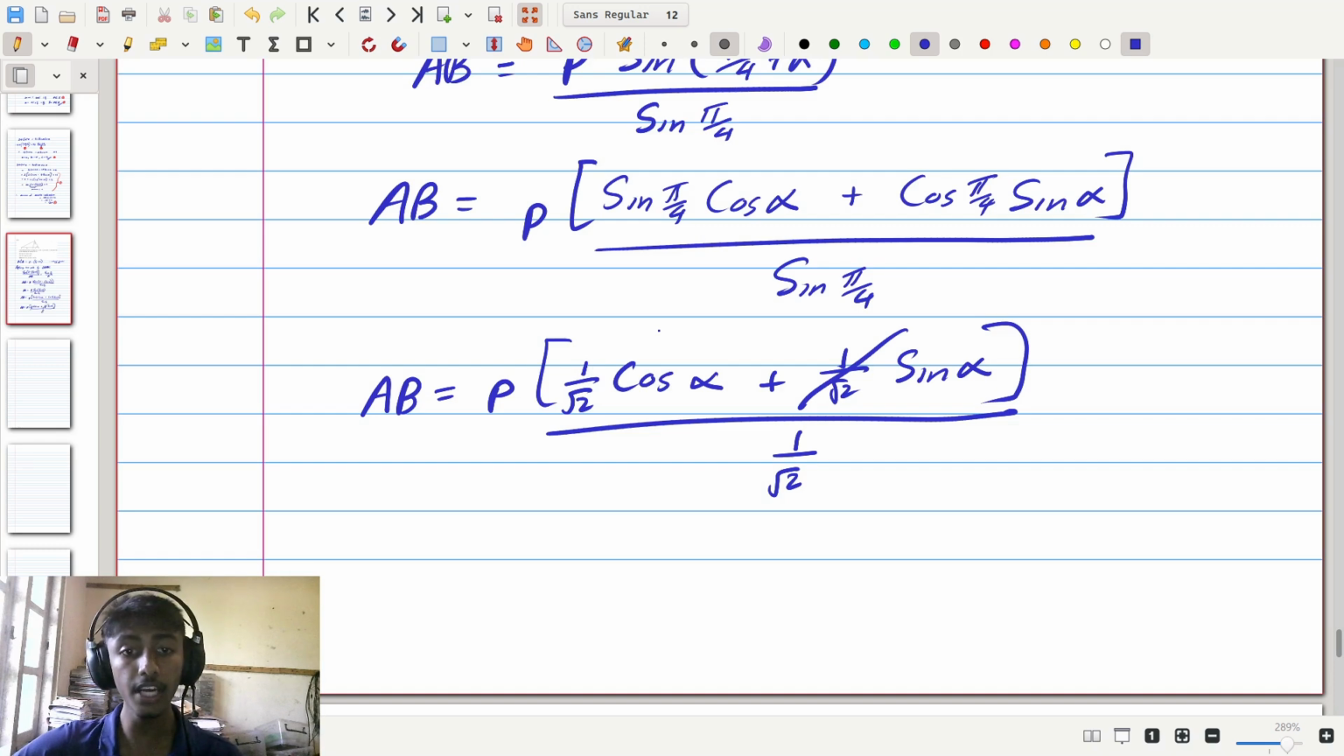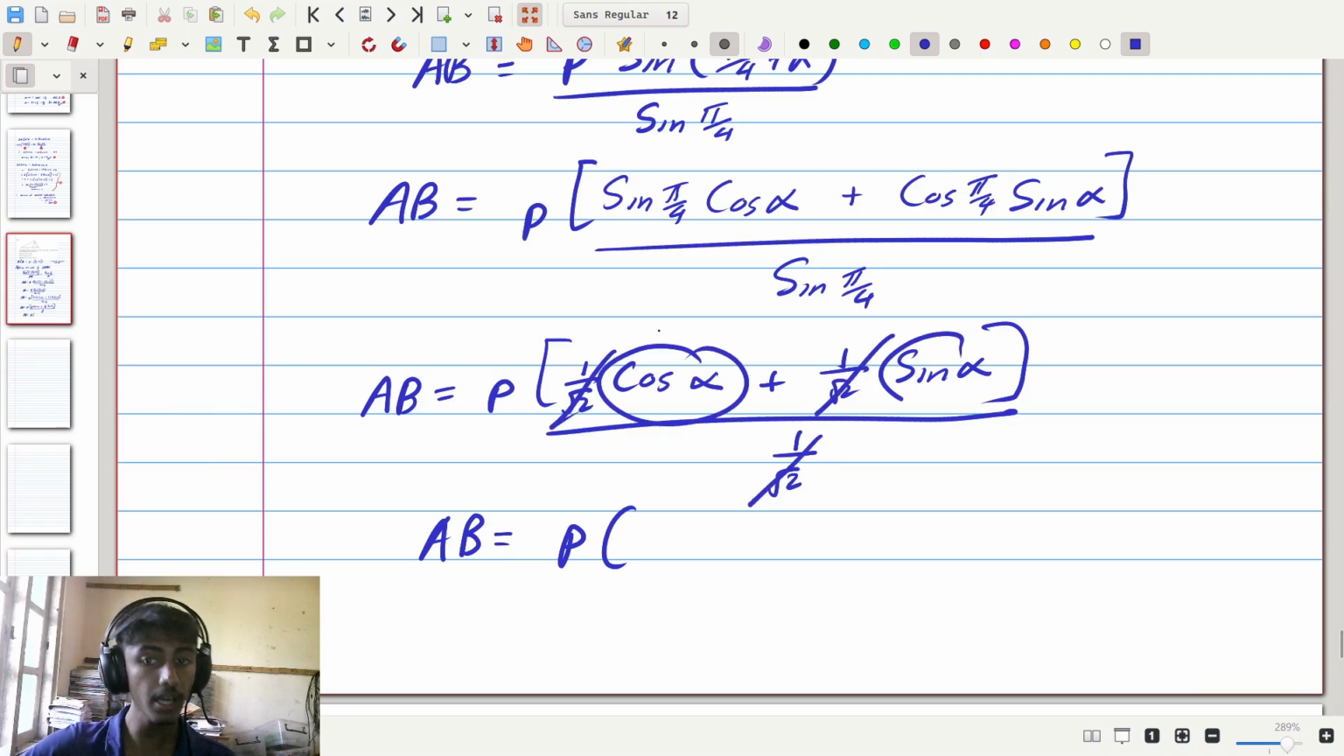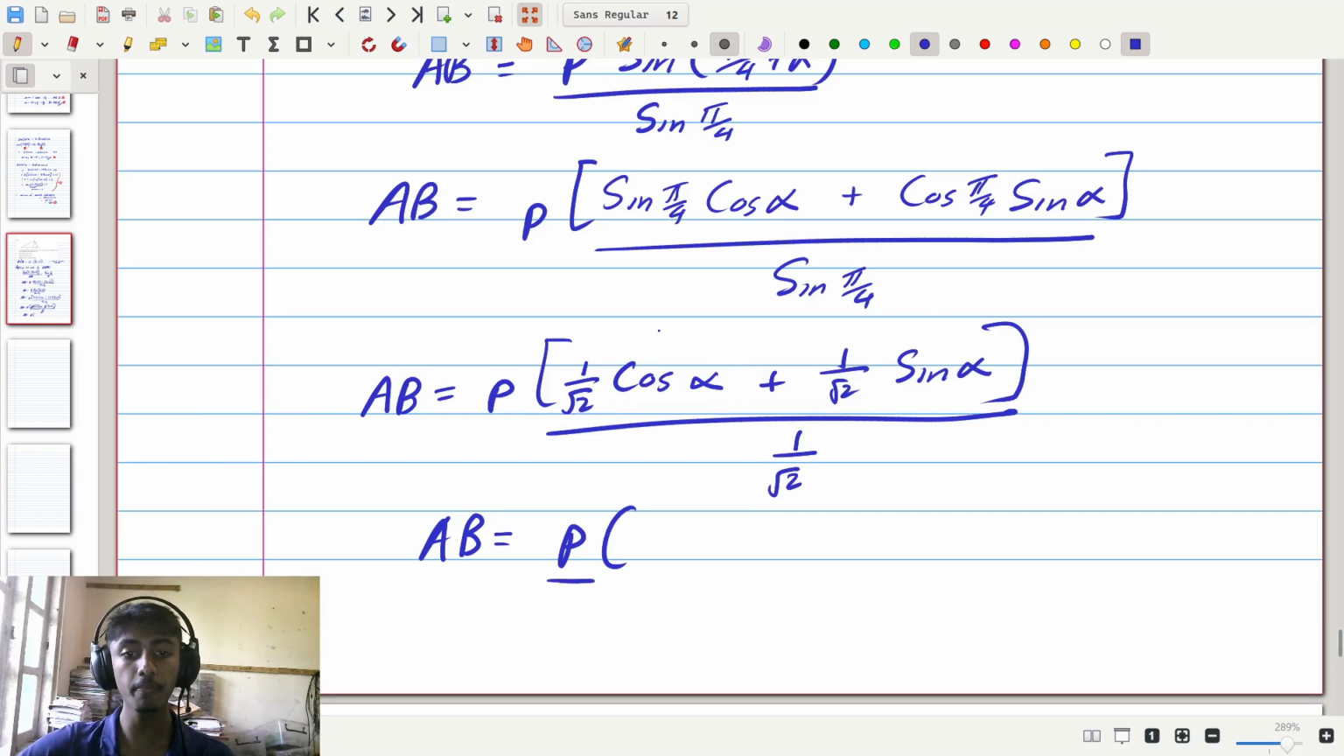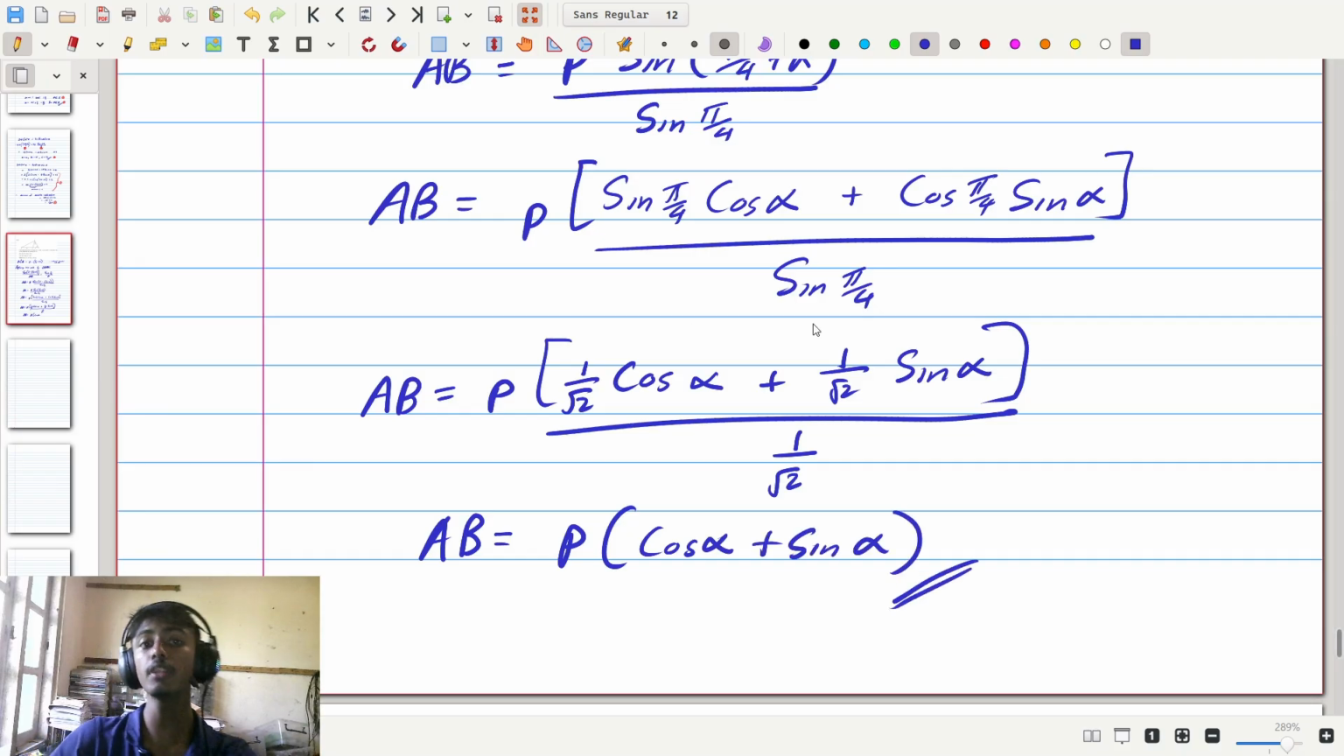Now the 1 over root 2 here, 1 over root 2 here and 1 over root 2 here cancel, leaving us with AB equals, and on the other side we have P times, and what's left once we cancel these is simply cosine of alpha plus sine of alpha. So according to that, we can see our answer here is going to be P times cosine of alpha plus sine of alpha. And with that, we are done with the first part of the question.